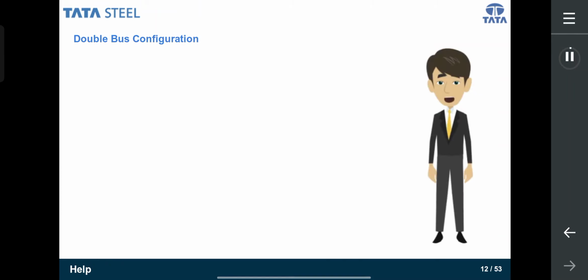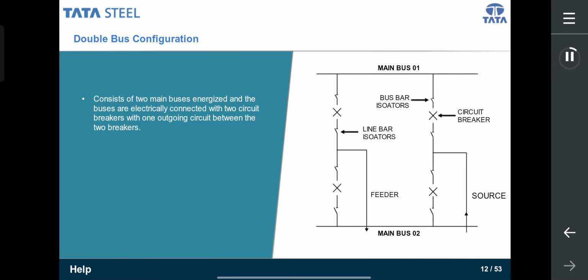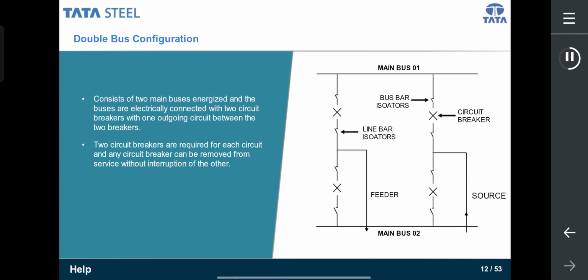Next type of bus configuration is double bus configuration. The double breaker double bus configuration consists of two main buses energized, and the buses are electrically connected with two circuit breakers with one outgoing circuit between the two breakers. In this configuration, two circuit breakers are required for each circuit, and any circuit breaker can be removed from service without interruption of the other.